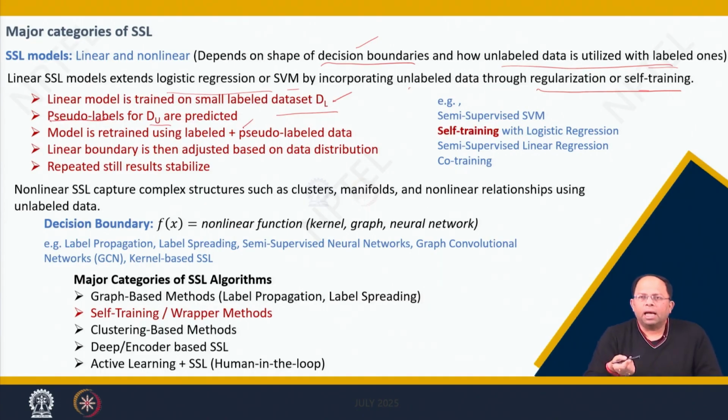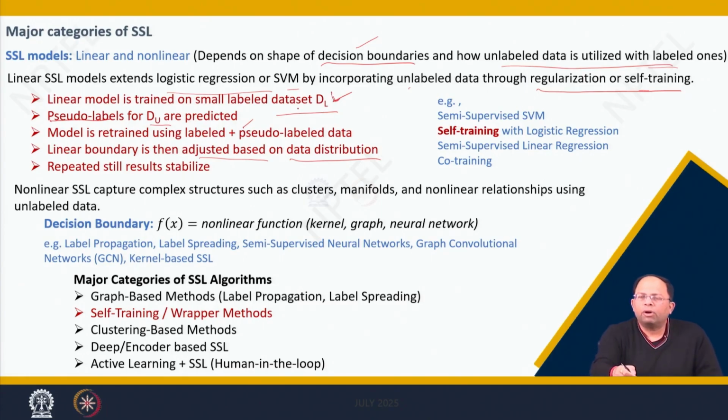Now we have both pseudo labels as well as original labels for the entire data. Then we retrain the linear model again. Earlier it was training only on DL, now we are training on both DL and DU. Once we do that, the linear boundary is adjusted based on the data distribution, so you get a new equation, a new decision boundary. As soon as you do that, you do the prediction again.